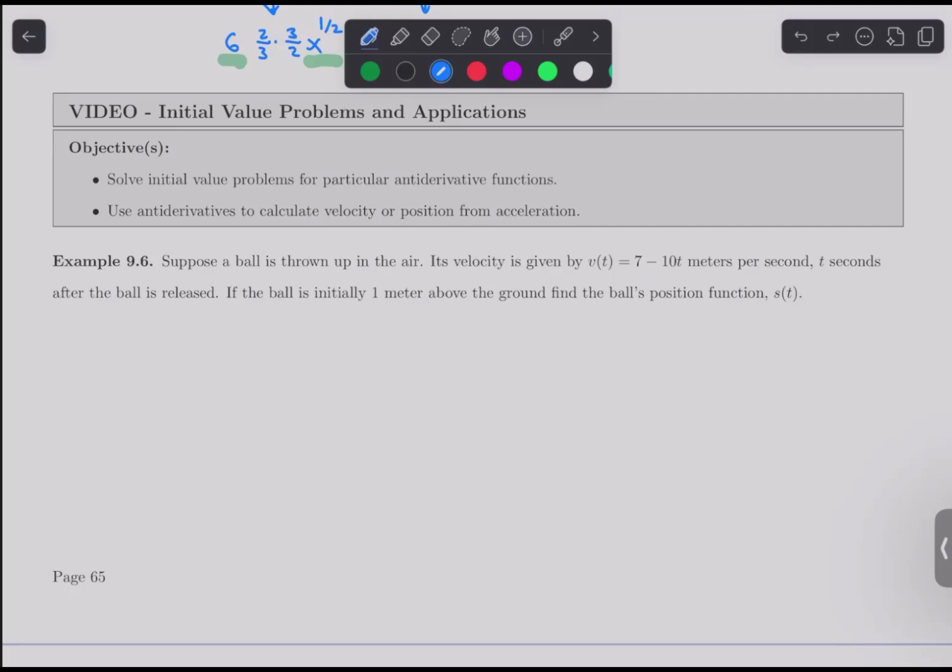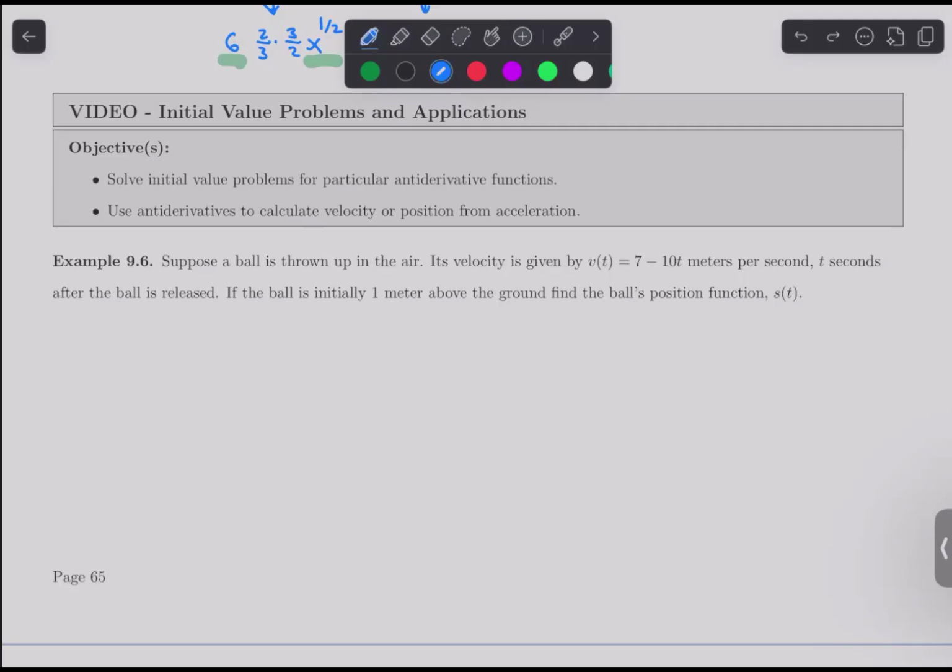All right, welcome everyone to our second pre-class video on 3.9. Here we're talking about initial value problems and applications. We're still in the antiderivative section, so there's going to be a decent amount of antiderivatives going backwards with our derivatives. But now we're going to use these to solve particular initial value problems, which I still need to give a definition for, and then also use these to solve some real world kind of questions.